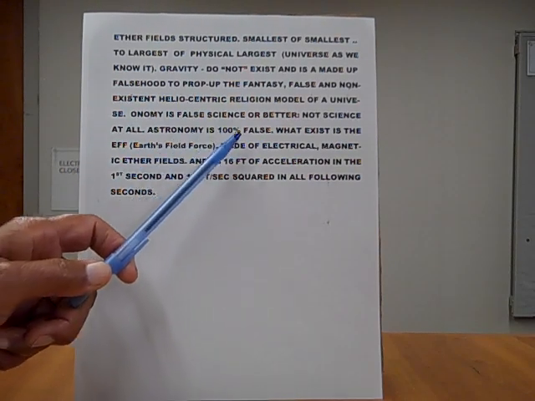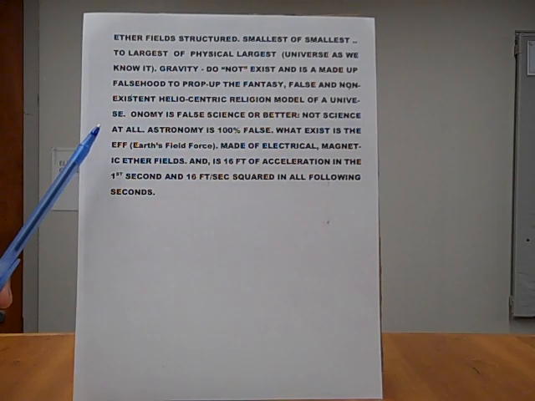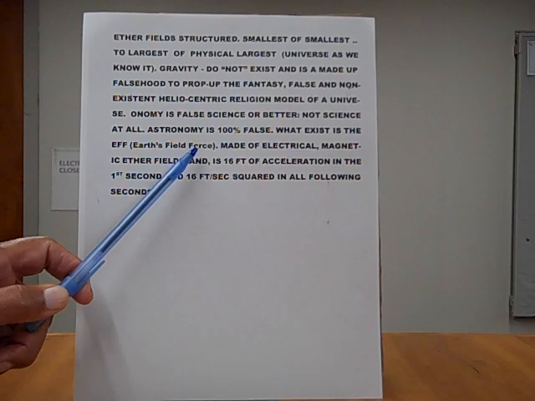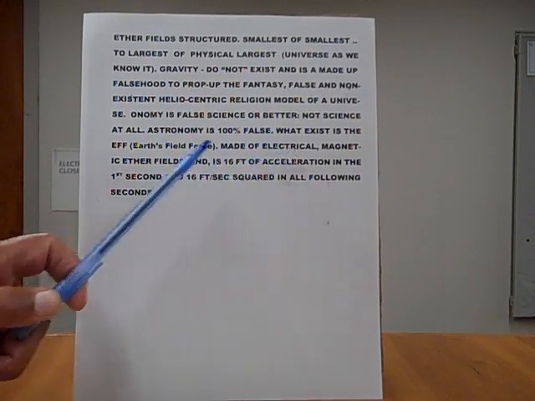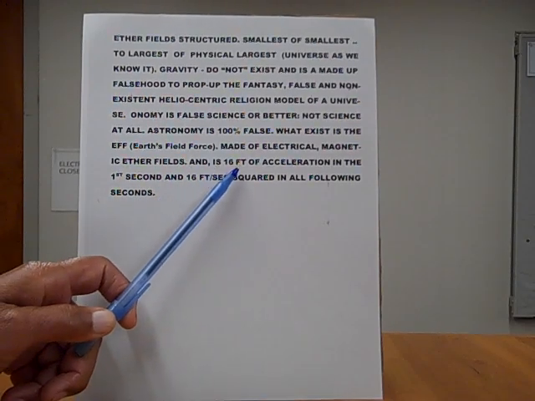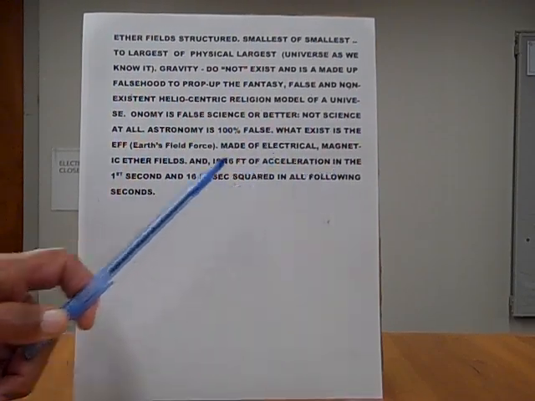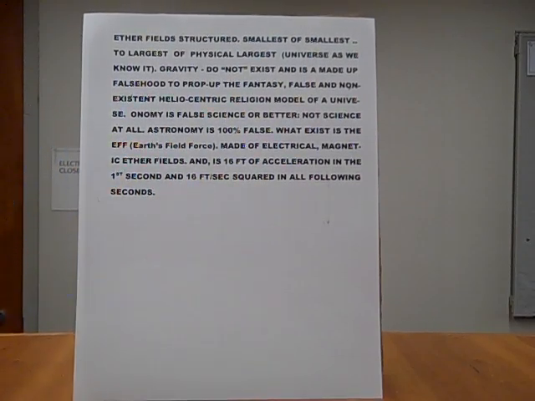Astronomy is 100% false. What exists is the EFF, not gravity. The EFF is the Earth's field force, and the Earth's field force is made of electrical, magnetic, and ether fields, and is 16 feet of acceleration in the first second and 16 feet per second squared in all following seconds.